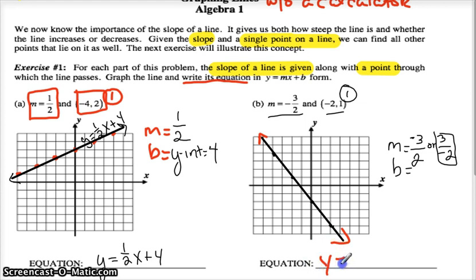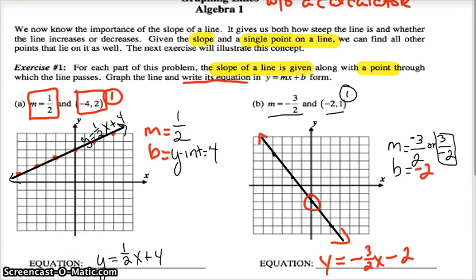Well, it's y equals, here's our m value, and we can write it the way it was given, -3 over 2 x. And then our b value, well, this is it. It's where the graph of the line goes through the y-axis, and that's at -2. So it's y = -3/2 x - 2. Our b value is -2. And that's how you graph a line without a calculator.